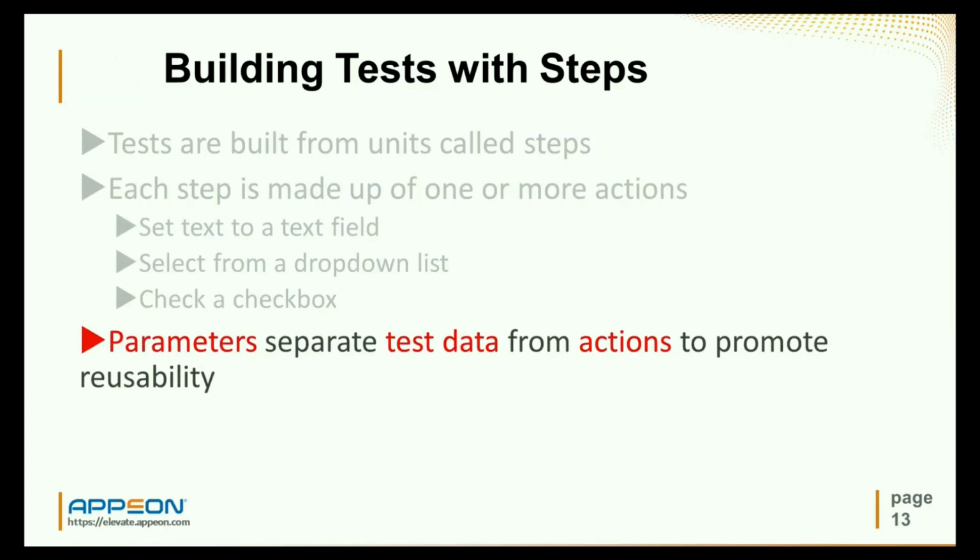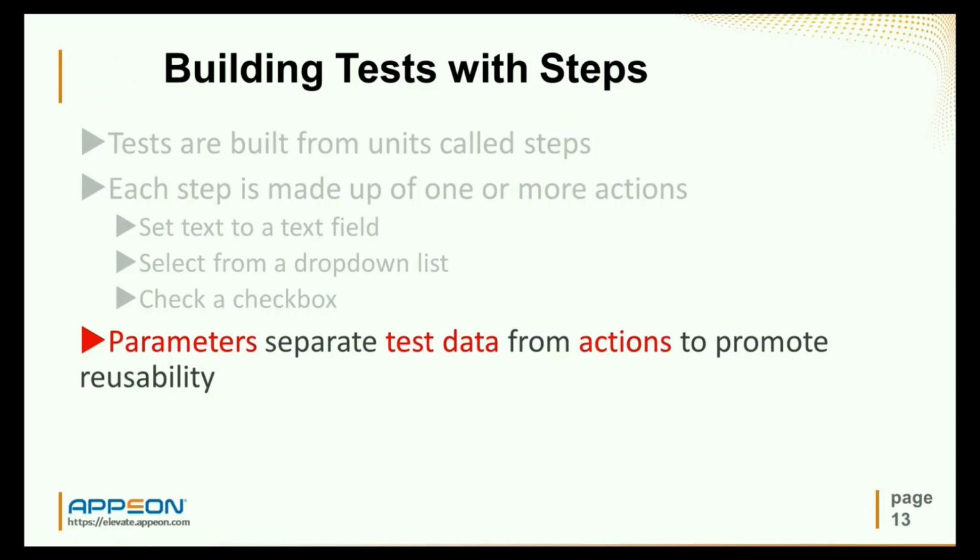Now you'll see that I'm going to use parameters to separate test data from actions, because I want to promote reusability. That's a very, very important concept. Because these steps are meant to be used over and over again. Once I create a step, I don't have to create it again, but I might be using it in 10 tests, 100 tests, or even 1,000 tests.